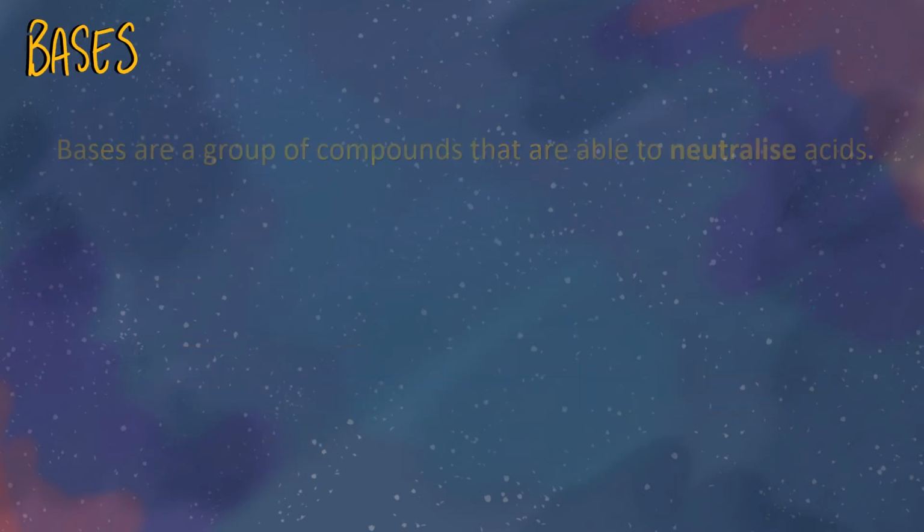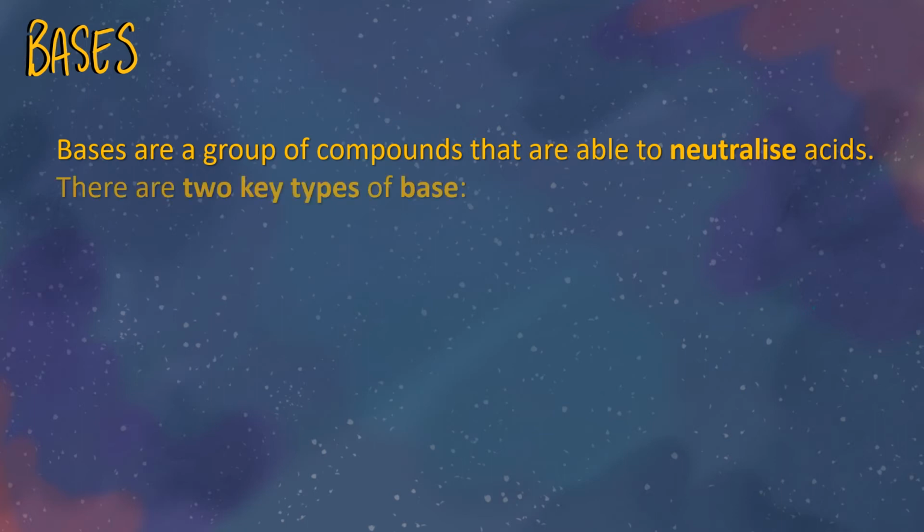Next, we're going to talk about bases. Bases are a group of compounds that are able to neutralize acids. Remember on the previous slide, we saw the pH scale. In the middle was the number 7, and that is neutral, and bases can counteract acids and make a solution neutral.